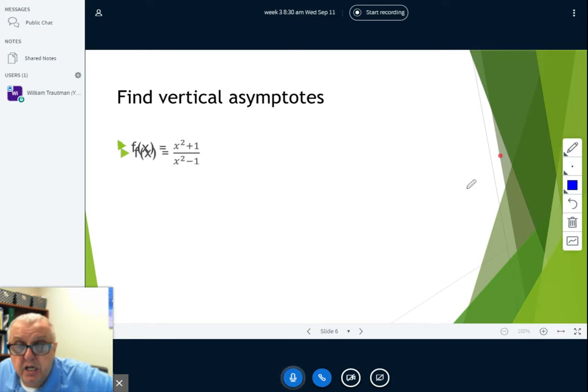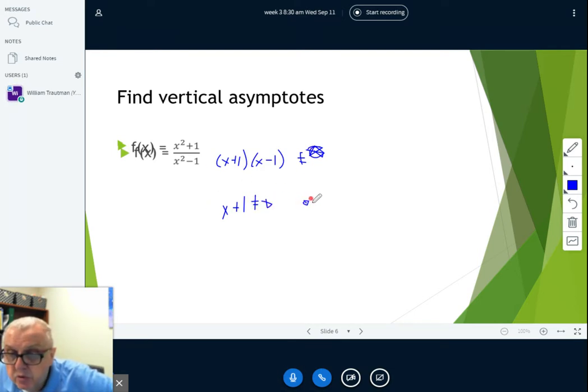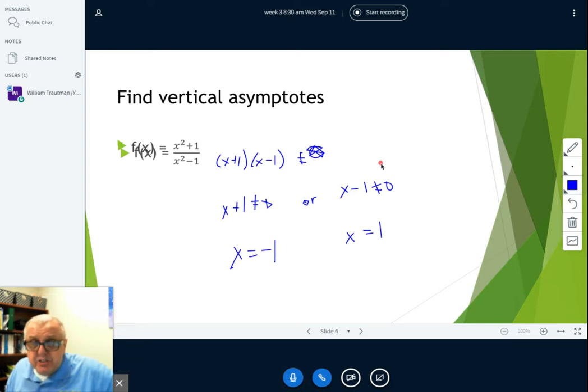Let's find the vertical asymptotes here. We factor the bottom, x plus 1, x minus 1. So the bottom cannot equal 0. So x plus 1 cannot equal 0, or x minus 1 cannot equal 0. So there should be an asymptote at -1, and there's an asymptote at 1. And I say start verifying these things on your calculator.